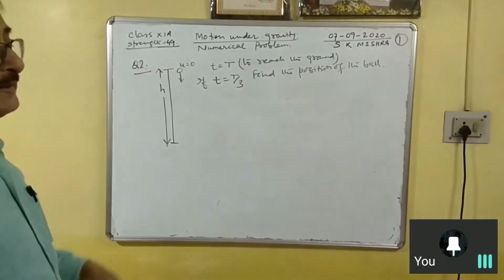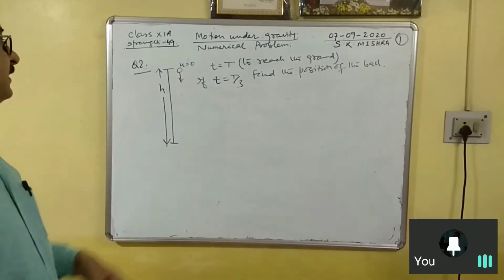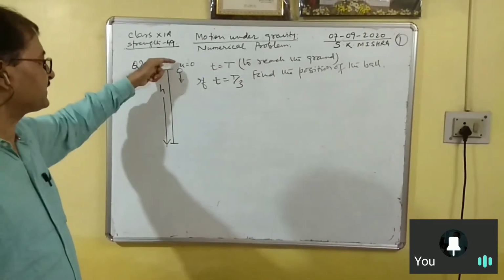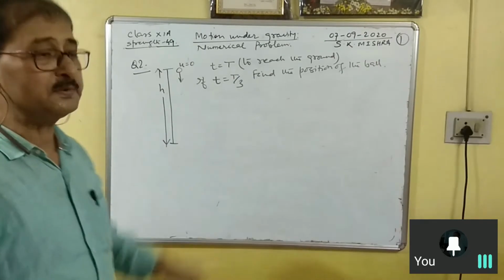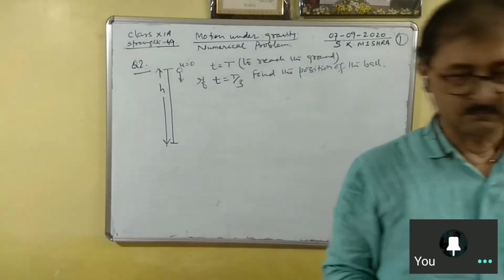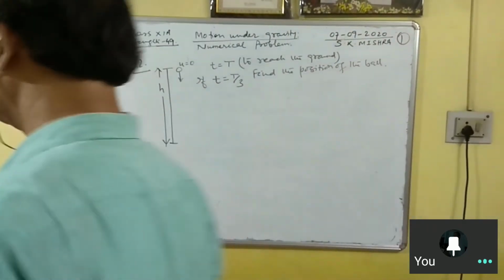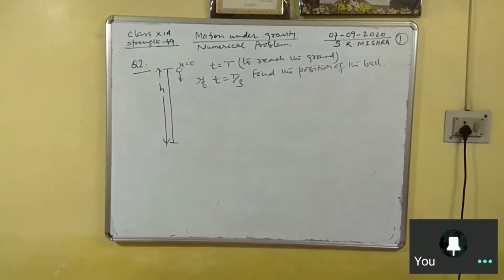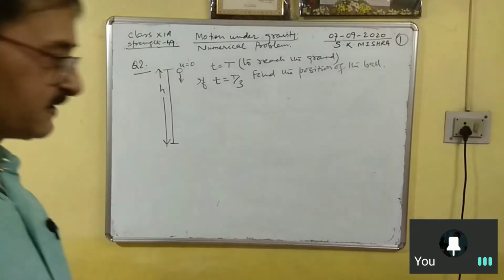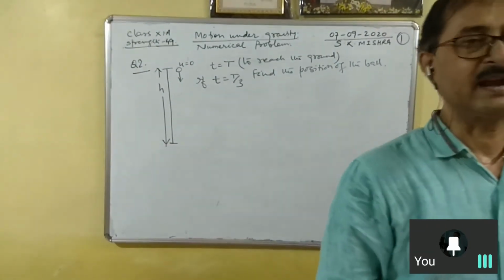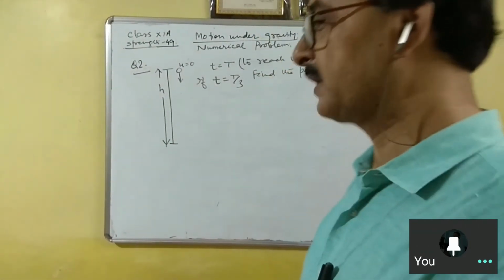A ball is released from the top of the tower of height h, and the ball takes total t seconds to reach the ground. Now what will be the answer? So what's your answer? Let me see another answer from another student. Anybody else? Shainika. Yeah? What's your answer?